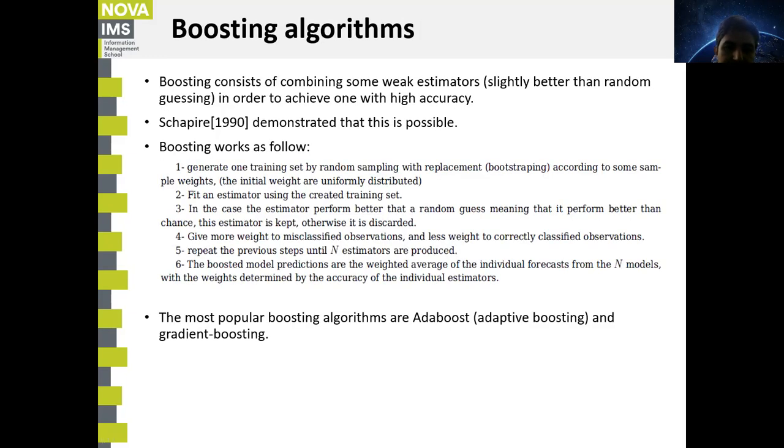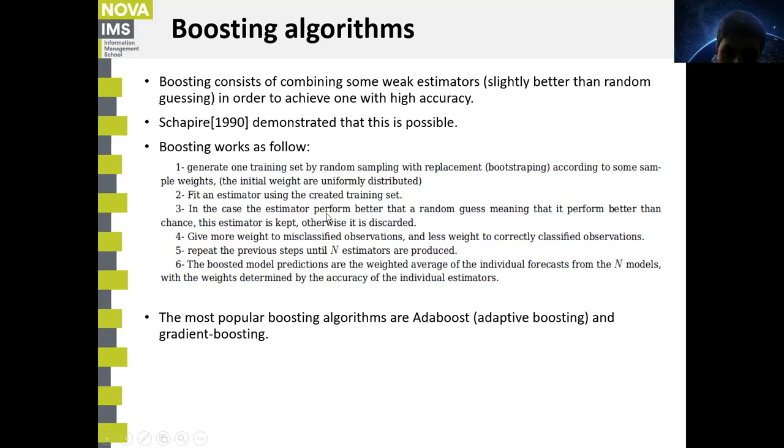Boosting algorithm. Boosting consists of combining some weak estimators, slightly better than random guessing, in order to achieve one with high accuracy. Schapire demonstrated that this is possible. Boosting works as follows. First, we generate one training set by random sampling with replacement, bootstrapping, according to some sample weights. The initial weights are uniformly distributed. Then we fit an estimator using the created training set.